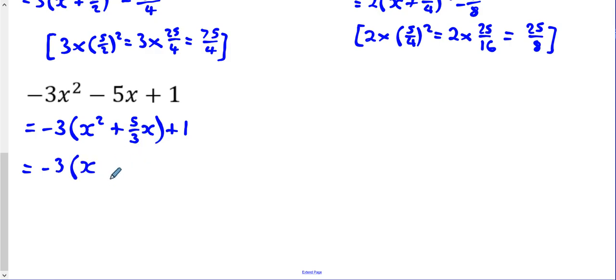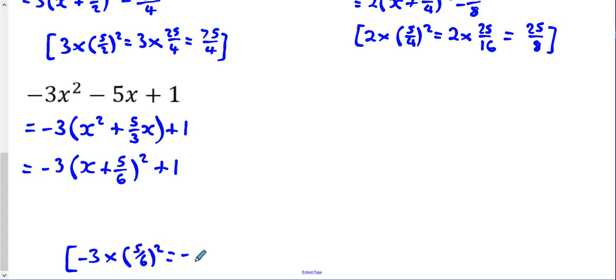Halving this coefficient, again it's the bottom that gets doubled. If we're halving thirds, we get sixths. Keep the plus 1 for now, but decide what we need to subtract off, what we need to get rid of, and it's going to be multiplied by this negative 3. It's going to be 5 over 6 squared. So negative 3 times 25 over 36. Timesing this by 3 has the same effect as dividing the bottom by 3. So we'll end up with negative 25 over 12.